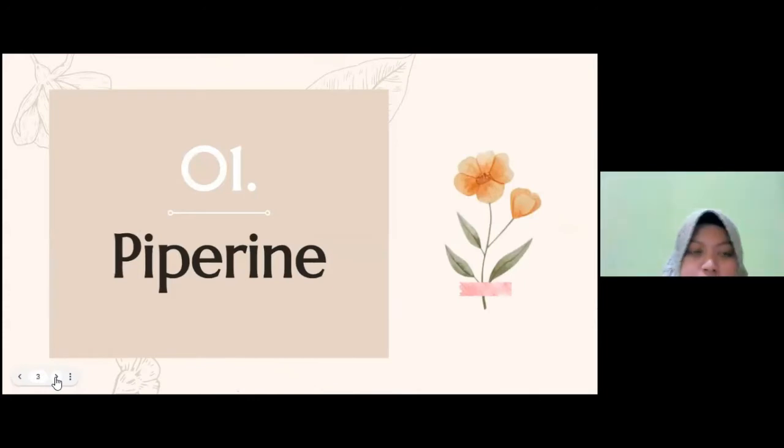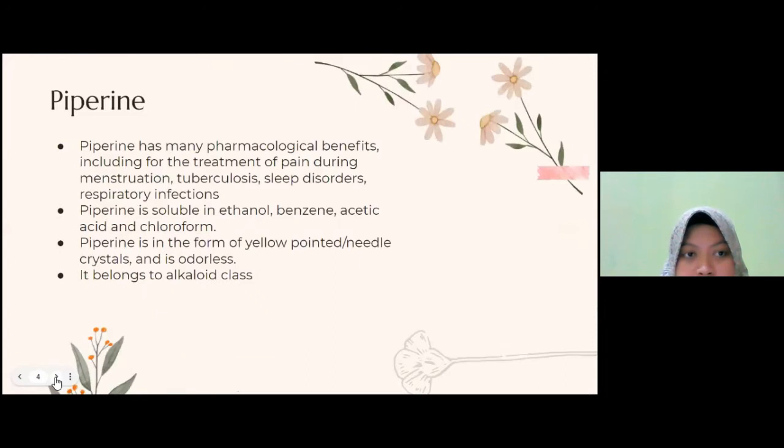The first one, we will talk about piperine. Piperine belongs to the alkaloid class. Piperine has many pharmacological benefits, like treatment of pain during menstruation, tuberculosis, sleep disorder, and respiratory infection. Piperine is soluble in ethanol, benzene, acetic acid, and chloroform. The form of piperine is yellow pointed or needle crystal, and it's odorless.